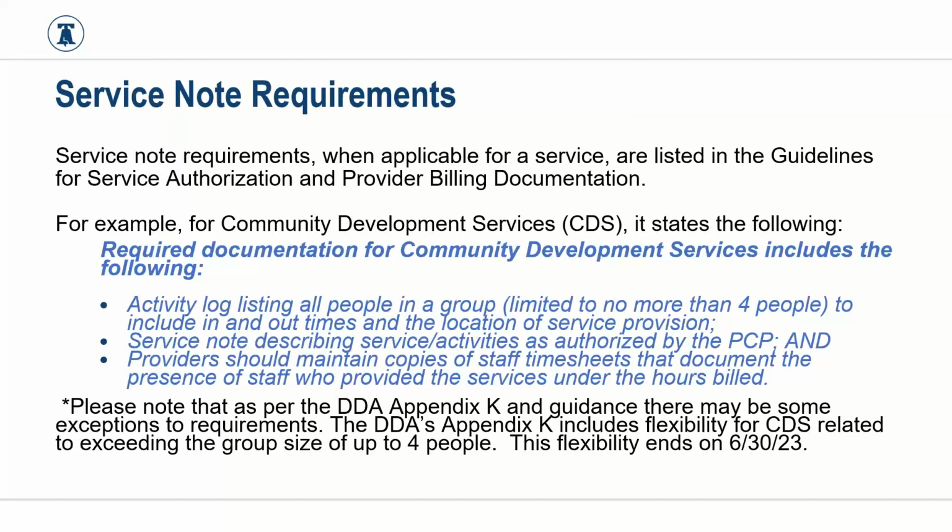The DDA will be updating the guidelines for service authorization and provider billing documentation guidance to align with changes made in the recent waiver renewal upon approval from CMS. The DDA will also be conducting waiver renewal update training leading up to July. So the next steps will be us updating that guidance that will be released with an effective date of July 1st, 2023. Next slide.